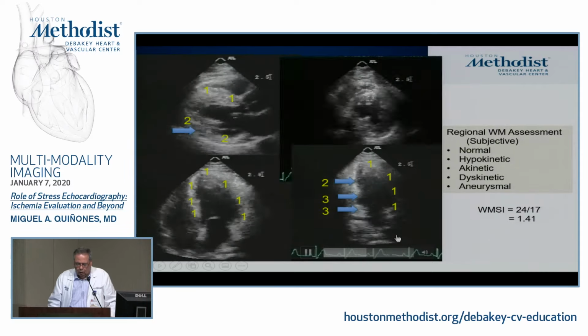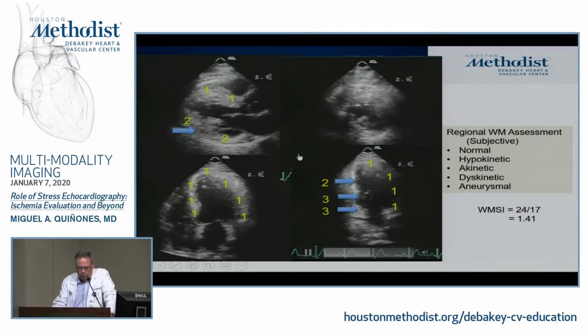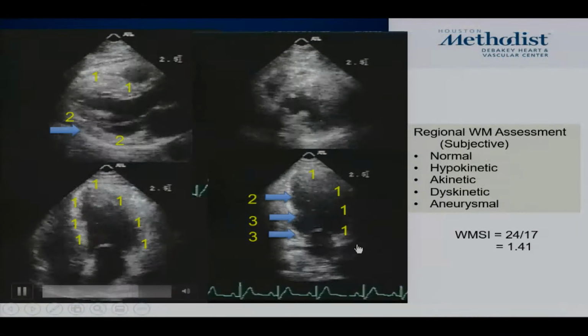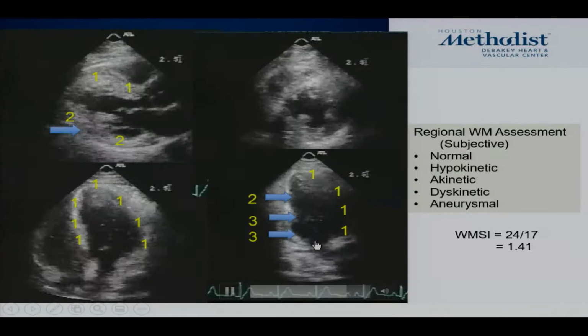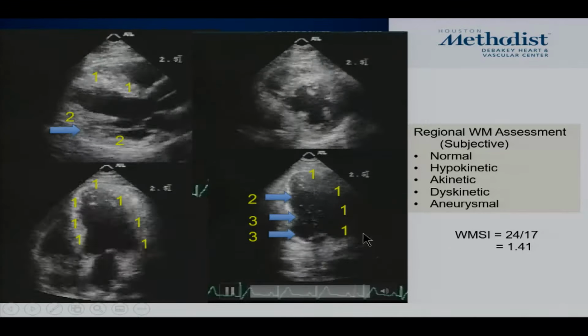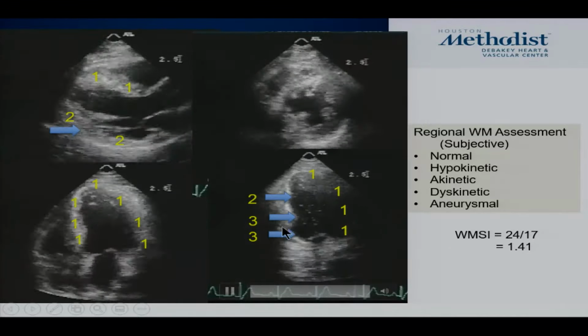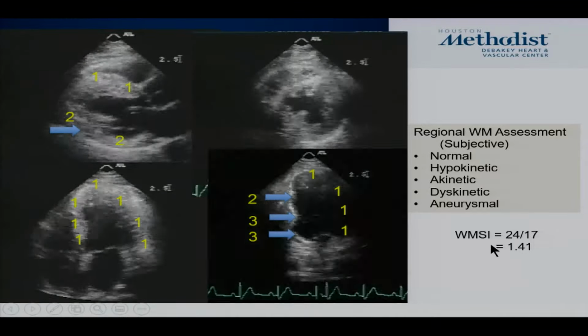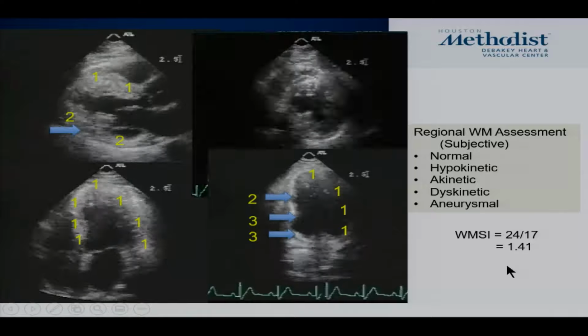So if we go back to our example here, we have some 2s here from the hypokinesia. We have 1s all over, and we have 2s and 3s in here, okay? And maybe even some 4, but at least 3s. So all of these would give us a 24/17, or a score index of 1.4.